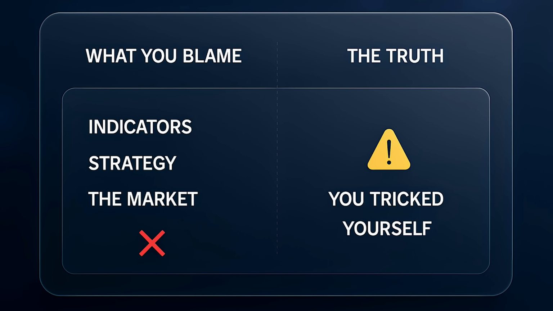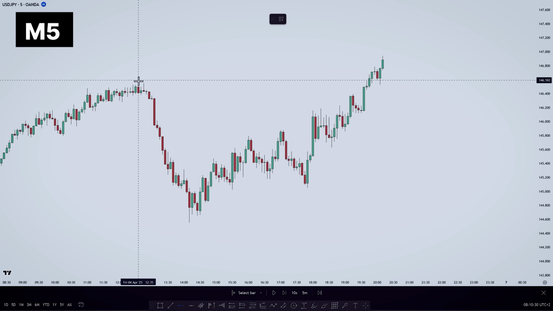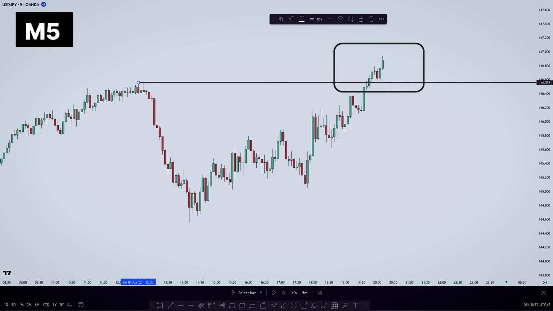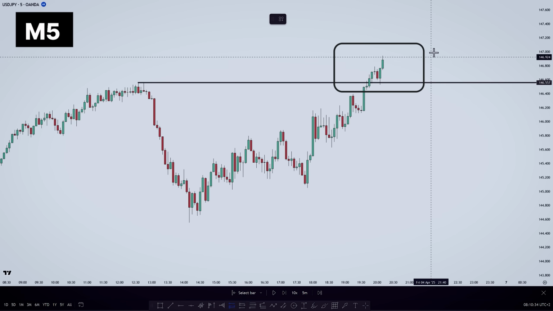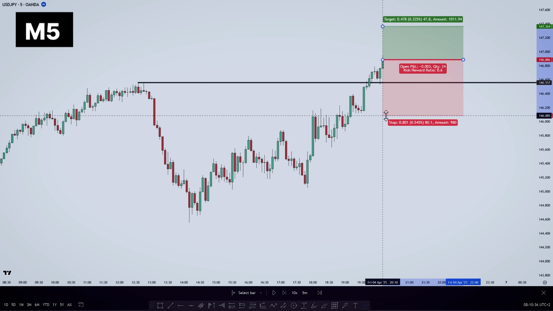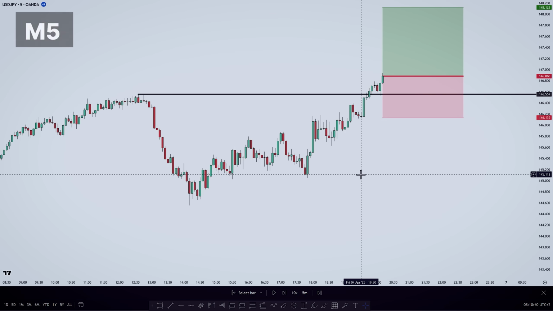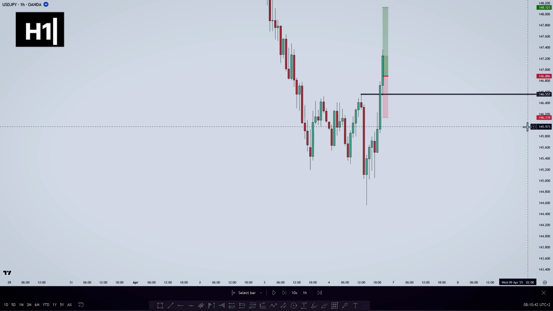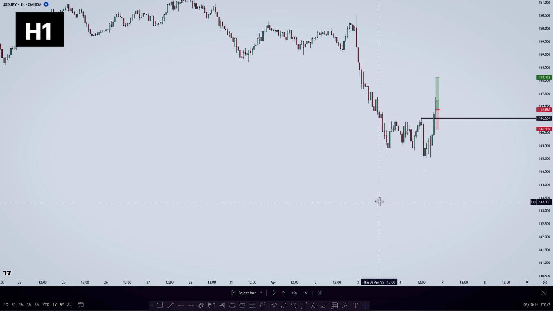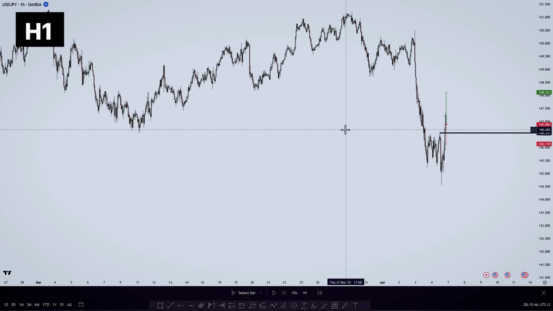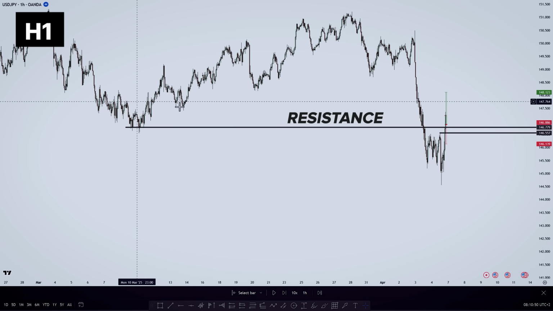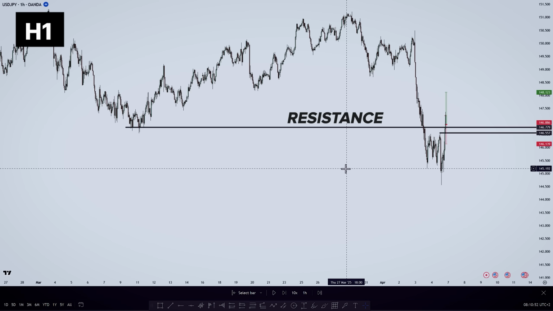Let me show you what they missed. Here's you on a 5-minute chart. You see a massive green candle, a breakout. Looks clean and strong. Your brain says buy, so you click. Now watch this. I zoom out to the 1-hour chart. That rocket you just bought, it's slamming directly into a brick wall. Massive resistance level. Sellers are waiting right there.